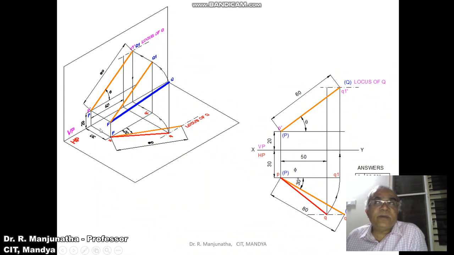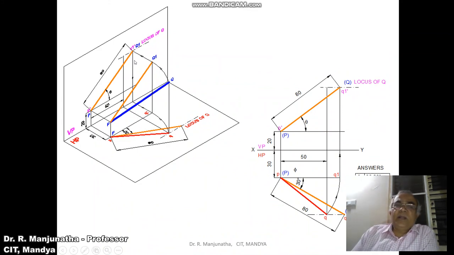Now the line is parallel to VP. So when you look from the top view, you are going to get this small PQ1. Then you are going to get the true length in the vertical plane. When it is projected, Q1 dash will be here, P dash will be here, join P dash Q1 dash. So this is how you are going to be able to find the true length in the vertical plane.